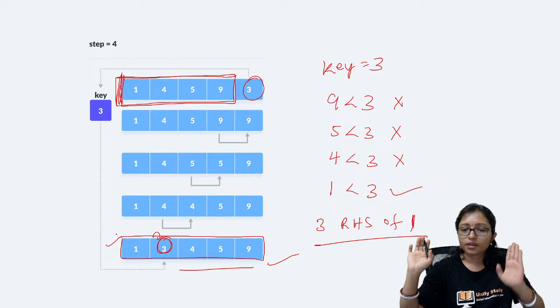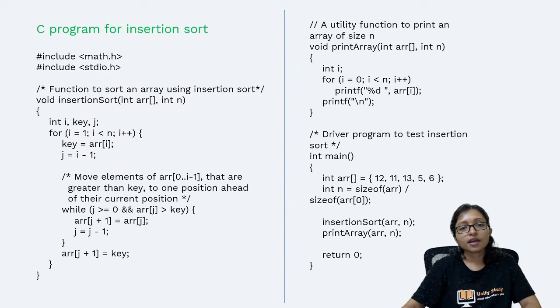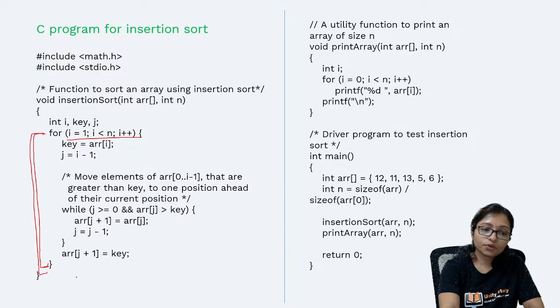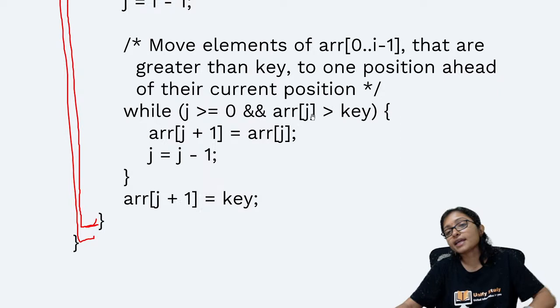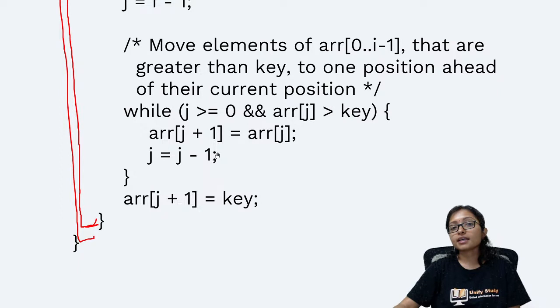That's why you can see here, whenever we are programming, there is only one for loop going throughout the array. And very carefully you can see this while condition: j greater than or equal to 0 and array[j] greater than key. If it is greater than key, then only we continue, otherwise we do not.